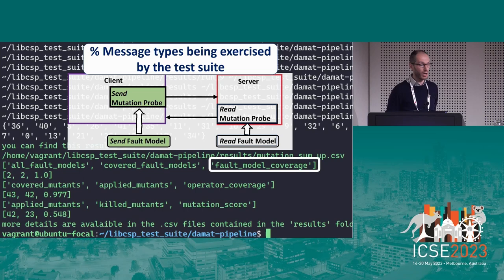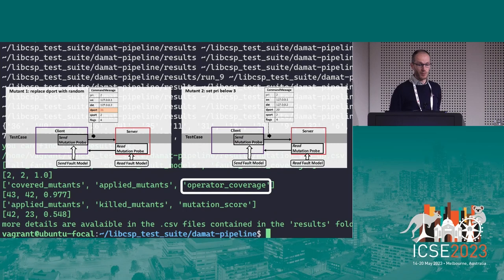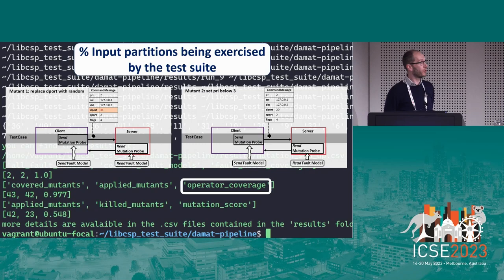This is very useful when you need to assess a test suite for a large system, because it enables engineers to understand if all the message types were actually exercised during the execution of the test suite. The second one is the mutation operator coverage, which is the proportion of mutants that actually performed some mutation of the data during the execution of the test suite. Since each mutant aims to replace a data value that belongs to an input partition with a data value belonging to a different input partition, it captures the proportion of input partitions that are exercised by your test suite.